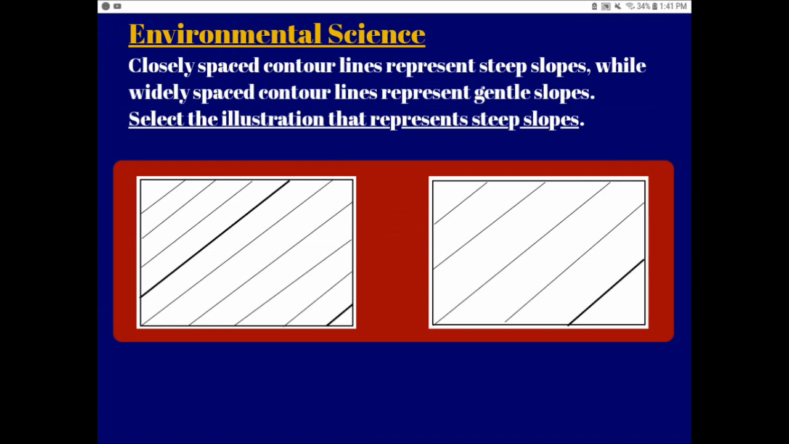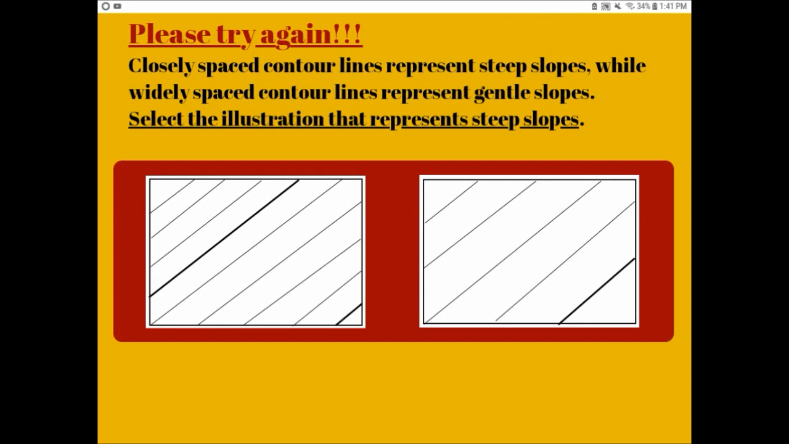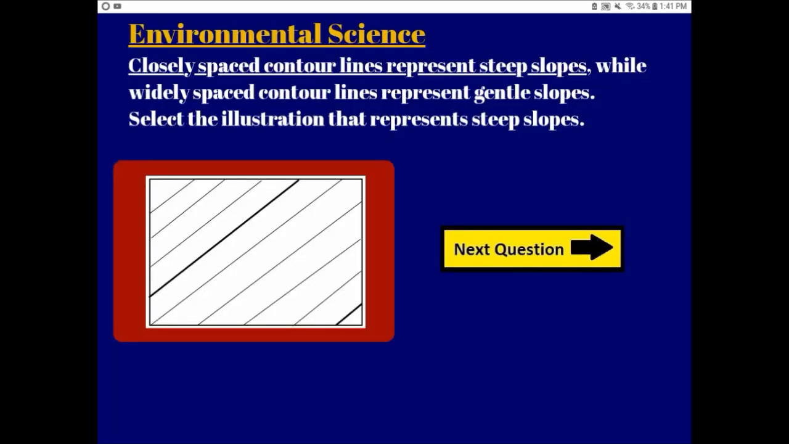Next question. Closely spaced contour lines represent steep slopes, while widely spaced contour lines represent gentle slopes. Select the illustration that represents steep slopes. And let's just click one. Okay, that's not correct. Please try again. Select the illustration that represents steep slopes, the ones that are close together. Closely spaced contour lines represent steep slopes. Let's move on to the next one.